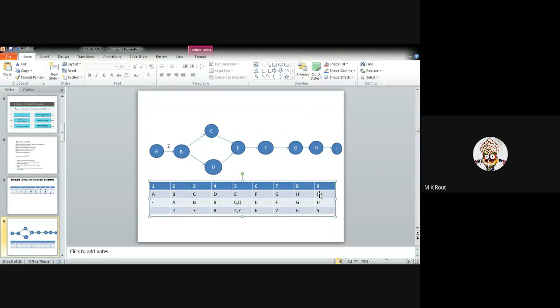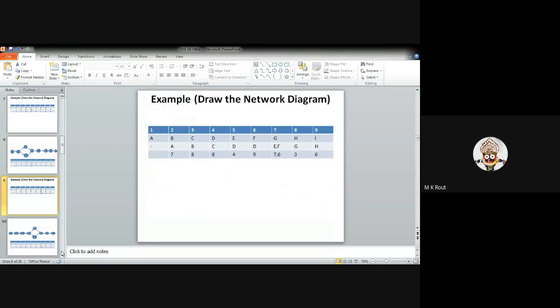Yes, sir. I repeat, whenever you go for a network diagram, you must consider the precedence table. In this given data table, the first row belongs to activity names that run from A to I, and the third row belongs to your precedence table. In case of A, there is no value given, but in case of A to B, the value given is 2. So I write here 2. Is it clear? Yes, sir. Okay, moving to the next one. Try to solve this one as quickly as possible.